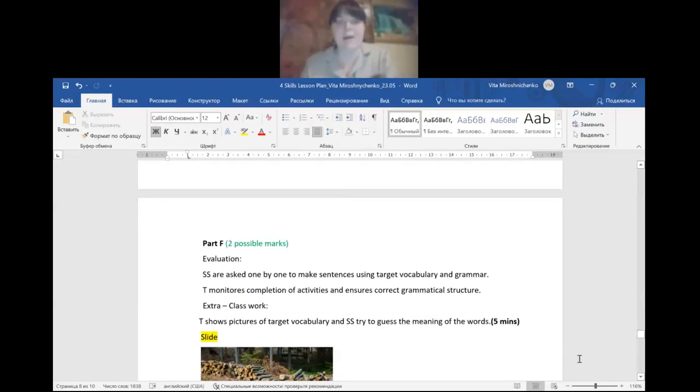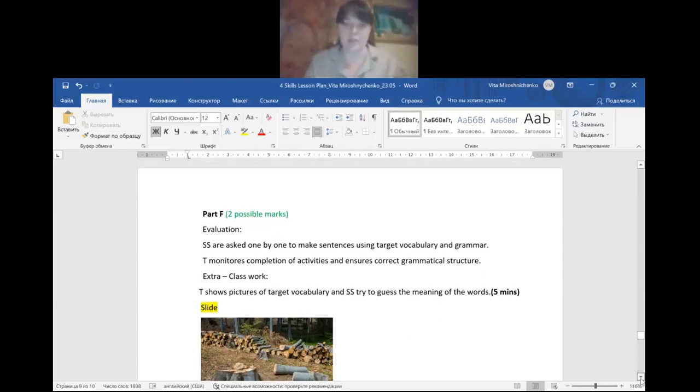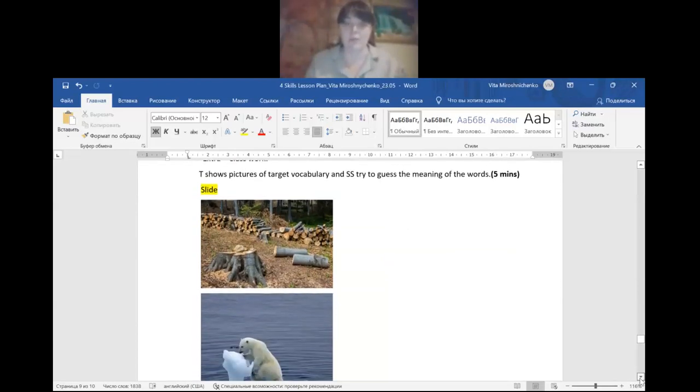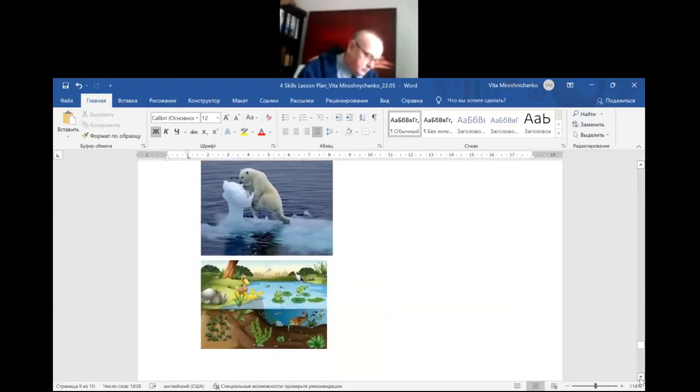And evaluation. Students are asked one by one to make sentences using target vocabulary and grammar. The teacher monitors completion of the following activities: grammar structures and vocabulary. And the teacher shows pictures of target vocabulary and students try to guess the meaning of the words. It will take about 5 minutes. The following pictures, and students will have to guess. Use vocabulary and some grammar.